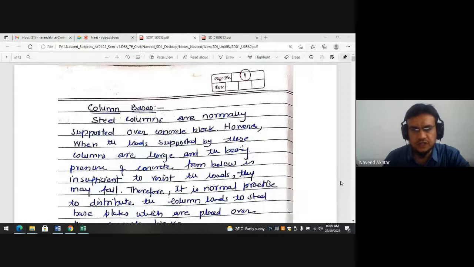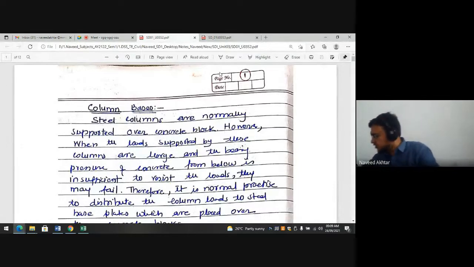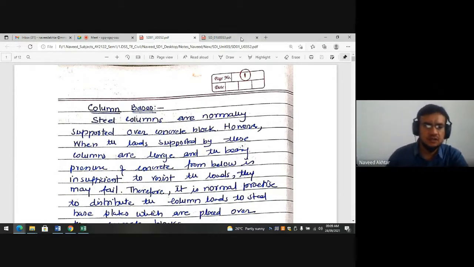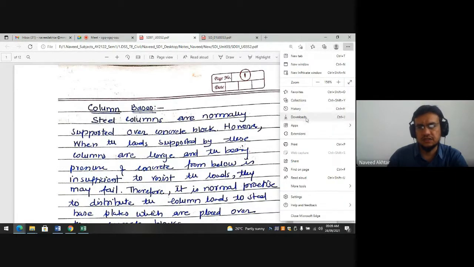We will start today unit 3 of part 2. Unit 3 of part 1 we have already seen. In part 1 we completed the design of eccentrically loaded column yesterday, that we have completed.